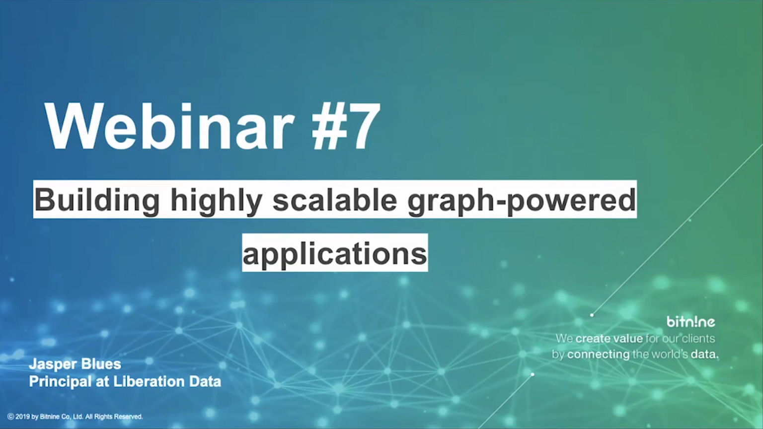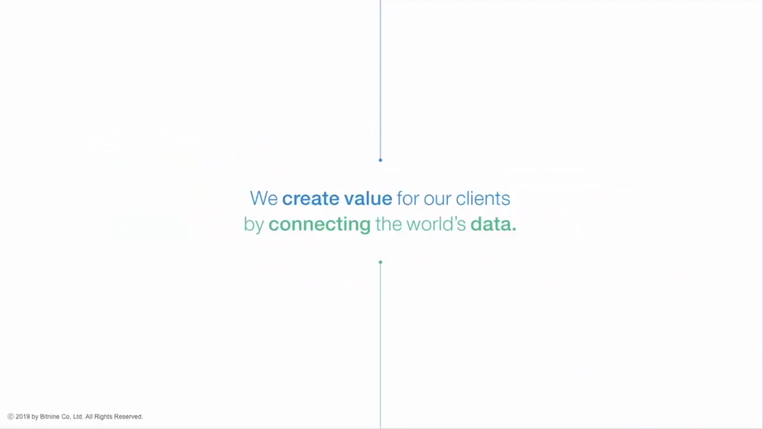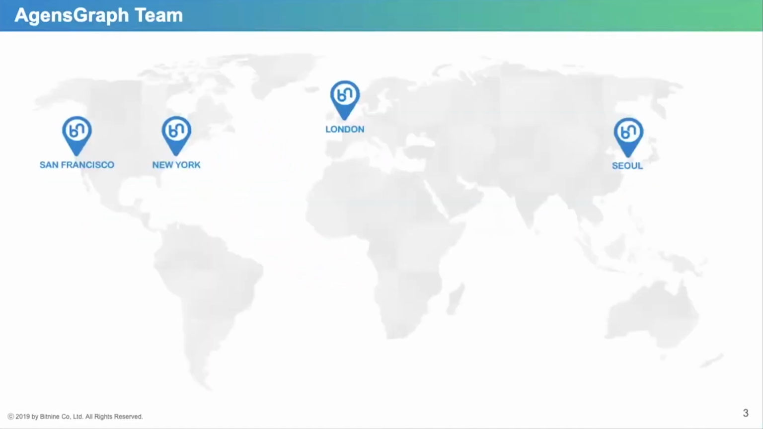Now, to get started, before I hand it to Jasper, I would like to introduce you to our AgensGraph team. Our teams are located in different locations. As you can see in this map, the AgensGraph team is in Santa Clara, California. We have an office in New York, another team in London, UK, and also another office in Seoul, South Korea. So as you can see, we are global, and we are growing strong. If you have any question, you can reach out to any of these teams, and they will be happy to get back to you.